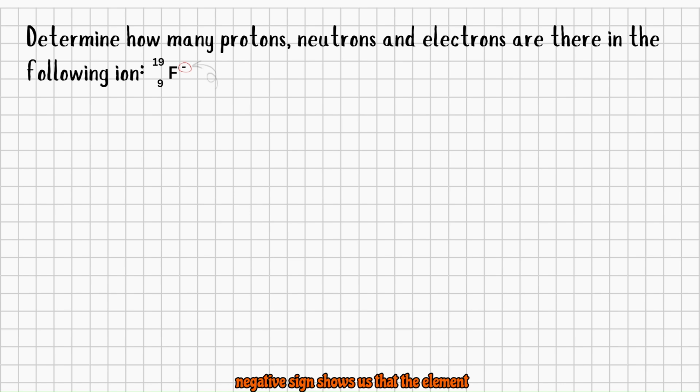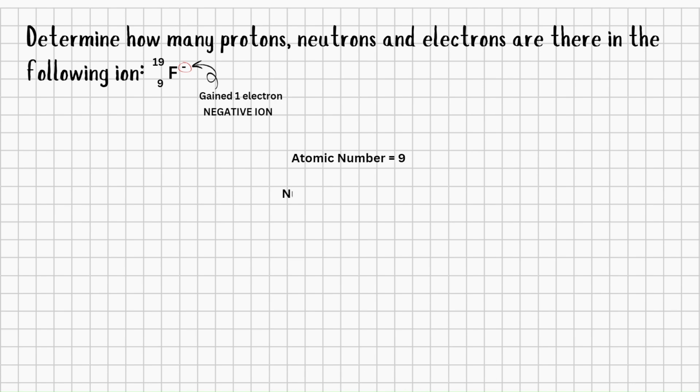This negative sign shows us that the element has gained 1 electron. Now if a neutral element with the same number of protons and electrons will gain another electron, that element will become a negative ion because it has become a negatively charged particle. So we know that the atomic number shows the number of protons, which is 9. So the number of protons is equal to 9.